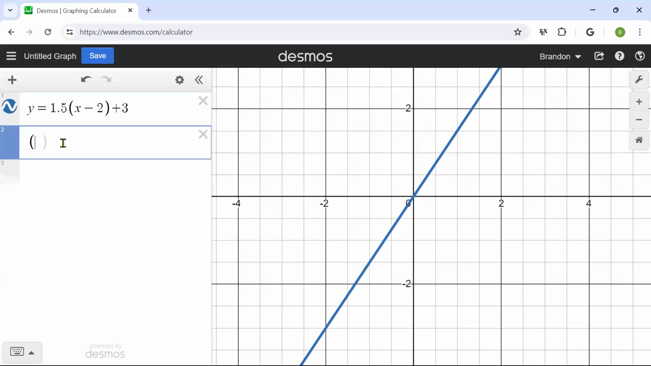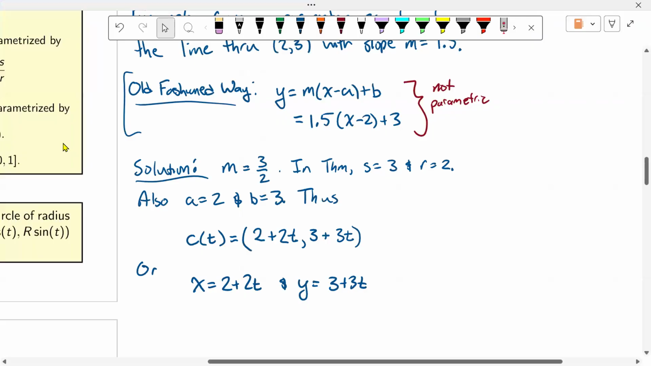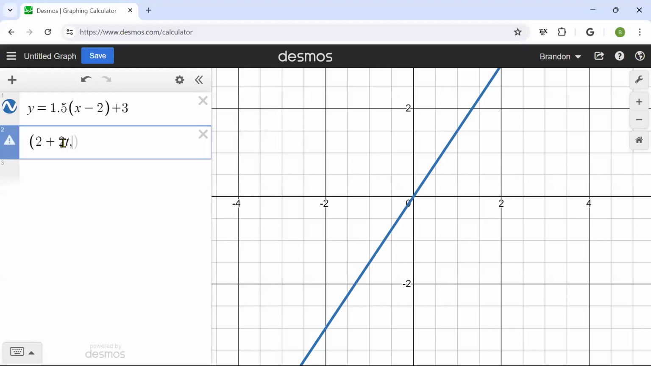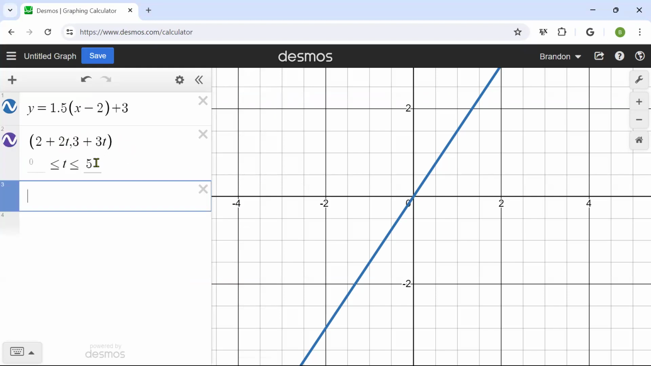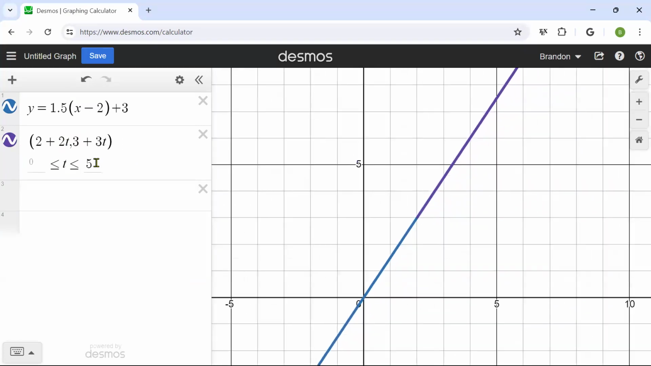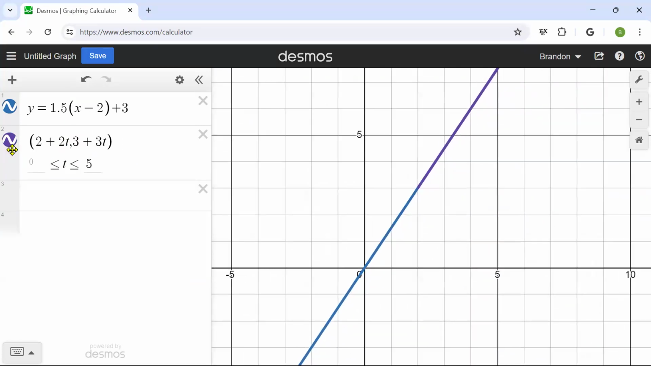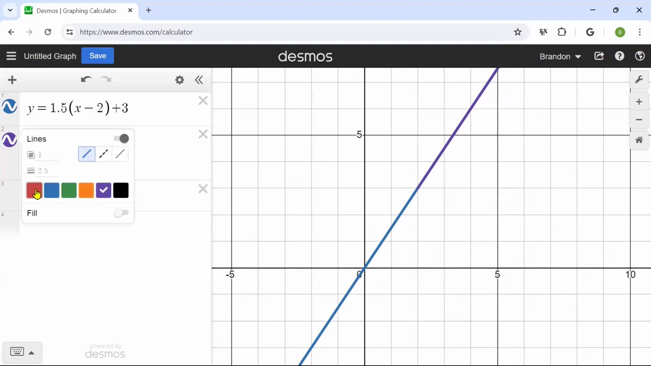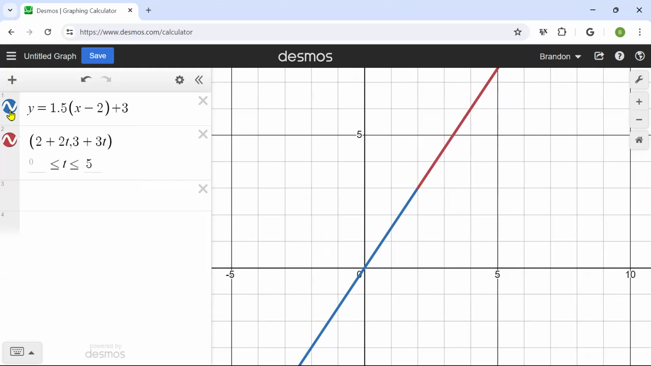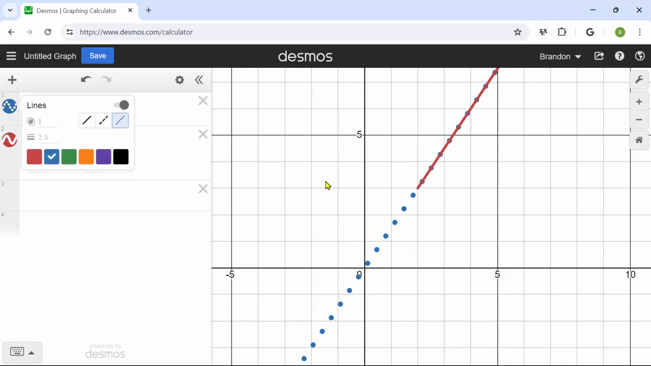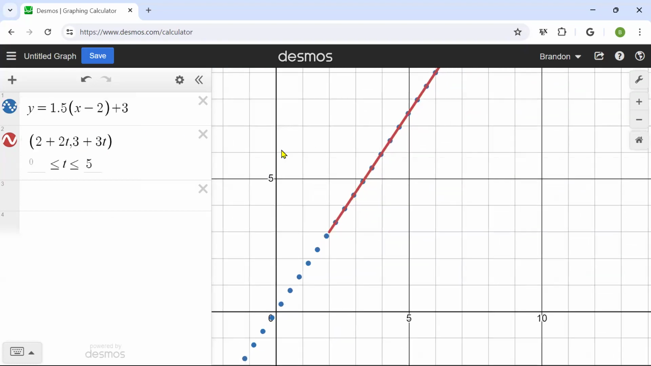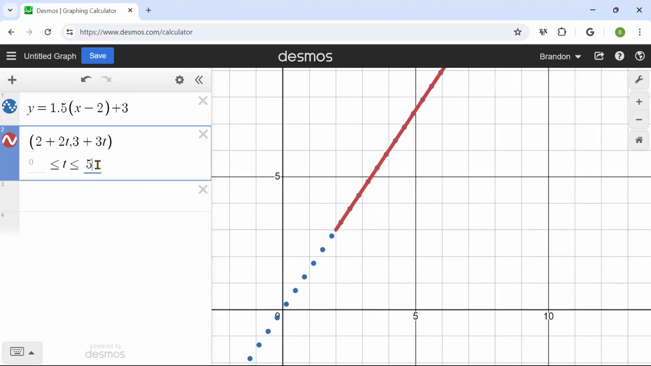And now let's do the parametric version. The parametric version was 2 plus 2t, and then 3 plus 3t. And is anyone seeing anything? I don't see. Oh, it's very hard to see because purple and blue kind of blend together. There, you can see it better now. I'll make this dashed. Now it's easier. Do you see it? It's right there. So you can see how it's sort of giving that line segment there.